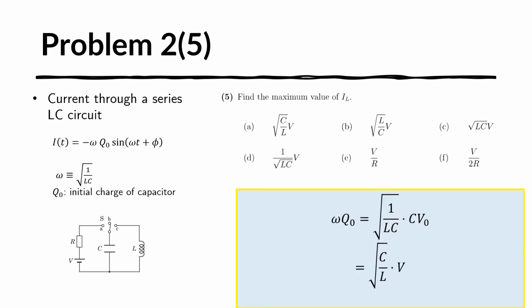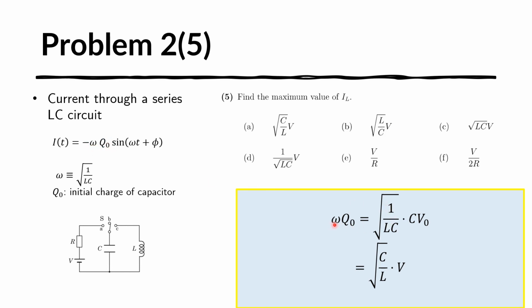For the final question, we need to find the maximum value of I sub L. That means we need to find the maximum value of this expression here. And we notice that this is a sine function. Therefore, the maximum value of this is just the absolute value of the coefficient of the sine function, because the maximum value of the sine function is just 1. And so we just need to find the absolute value of negative omega Q sub 0.